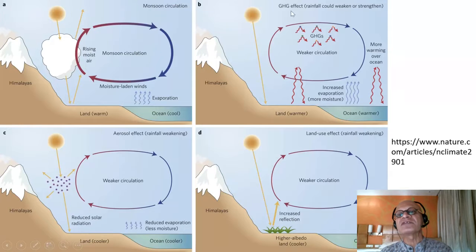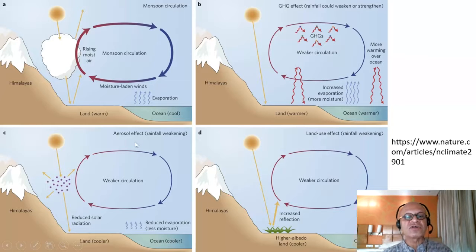The greenhouse effects can weaken or strengthen the circulation. Okay, so here it is shown as a weaker circulation. So ocean is warmer, land is warmer, increased evaporation, and more warming over the ocean has happened. And we said that's potentially because of the pollution and solar dimming over land, which has prevented the land warming as fast as the ocean, or faster as it should with its low heat capacity.